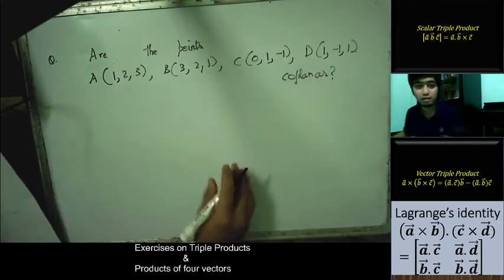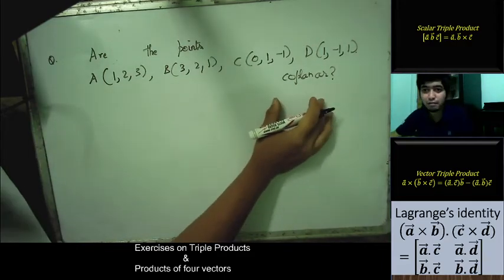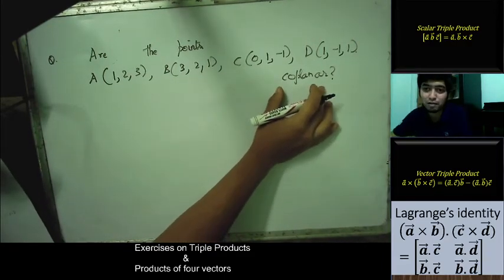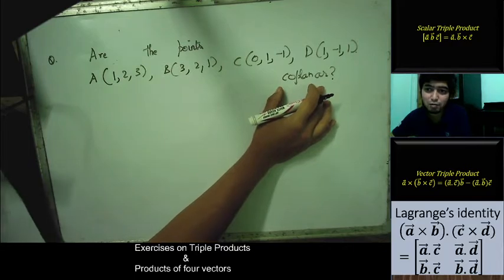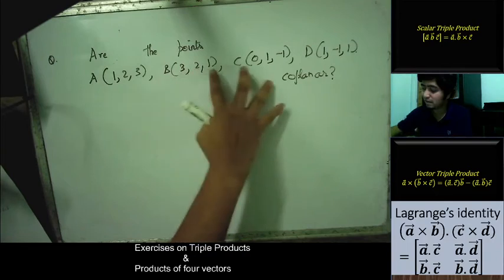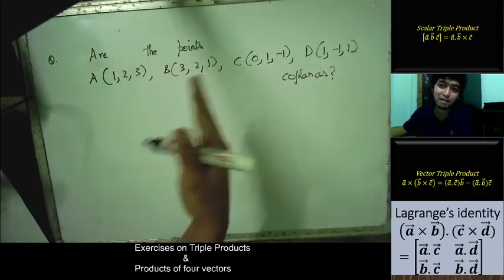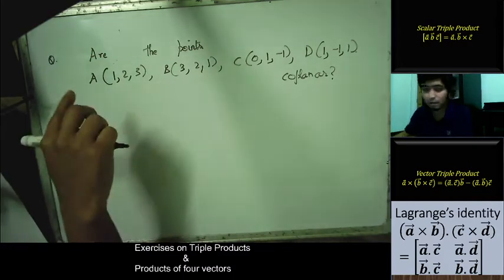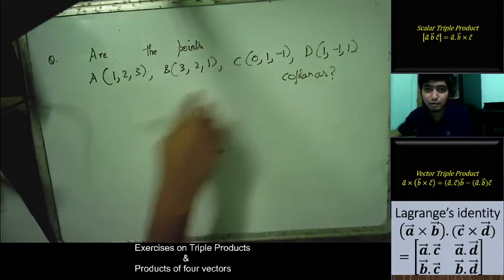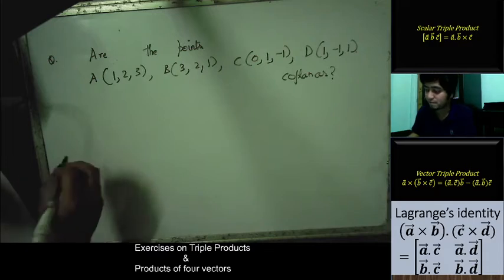You must notice one thing over here. We are asking whether they are coplanar or not. The question is not about collinear. If it is collinear, then we will be having 3 points. 3 points are collinear if the area of the triangle is 0.